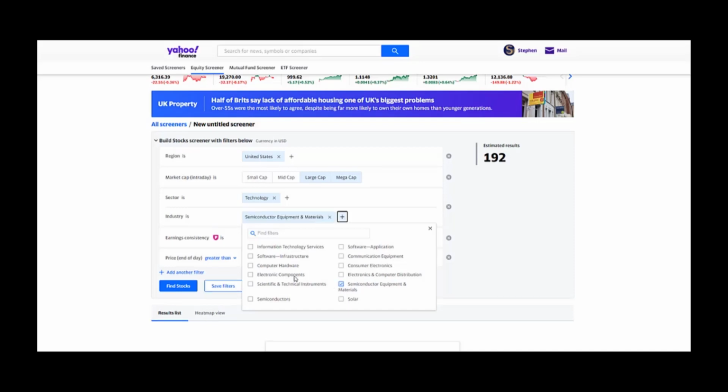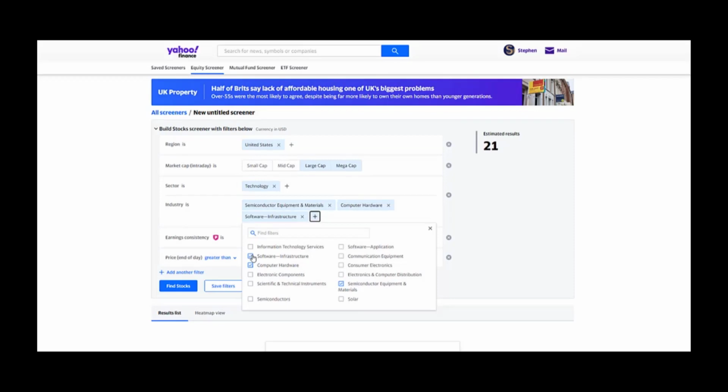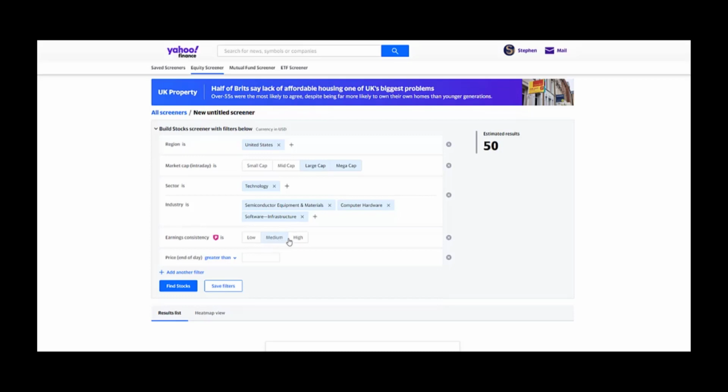maybe just semiconductors, computer hardware, software. They were on your future think list, and maybe you want the earnings consistency to be high. Then run the filter and it comes up with your shortlist. Add that into the other factors to bring the ultimate list together.